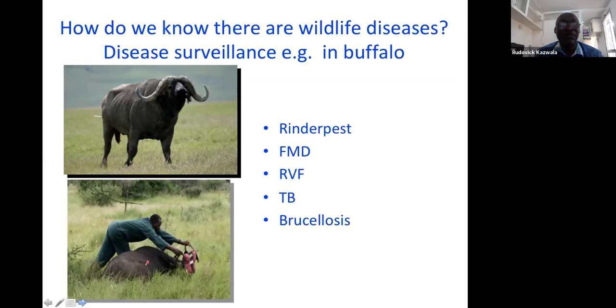Some of the diseases were mentioned by my colleague, Dr. McCrindle. Rinderpest has been one of the diseases which we looked at, as well as Rift Valley fever, foot and mouth disease, tuberculosis, bovine tuberculosis, and brucellosis. It's through disease surveillance where we collected samples systematically and did the analysis over a period of time.